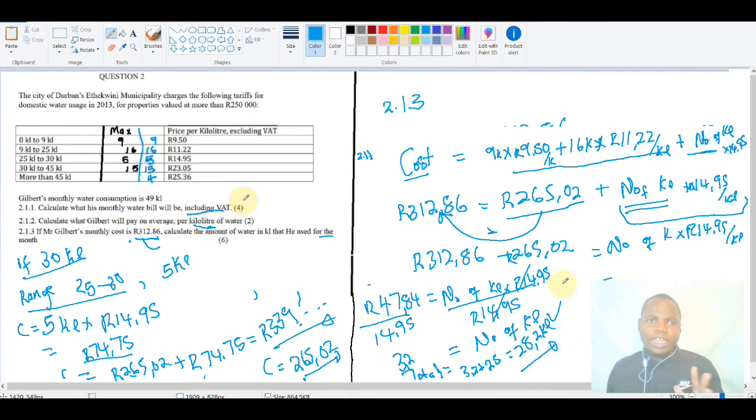Make sure you verify the answers. You said it's more than 25 but less than 30. Indeed, the final answer is 28.2. 28.2 is more than 25 and less than 30.